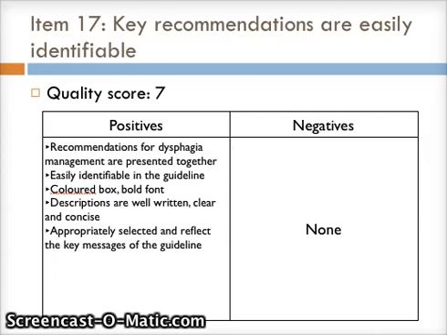Item 17, the key recommendations are easily identifiable, was given a top score of 7 because the recommendations were presented together. They were easily identifiable in the guideline, which was in a gold coloured box and the font was bold. The descriptions were also well written, clear and concise, and they were appropriately selected and reflect the key messages of the guideline.